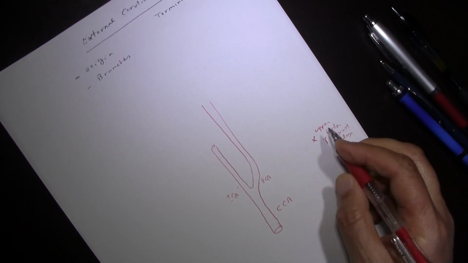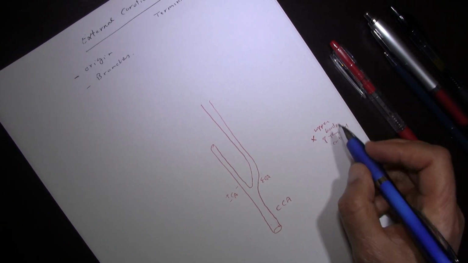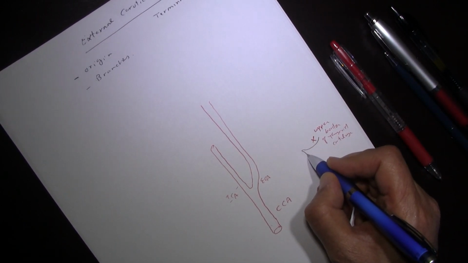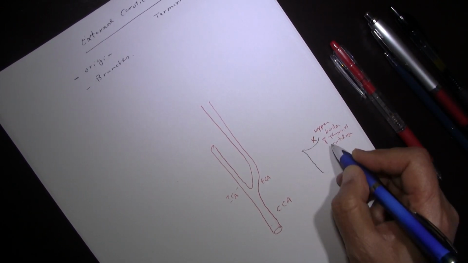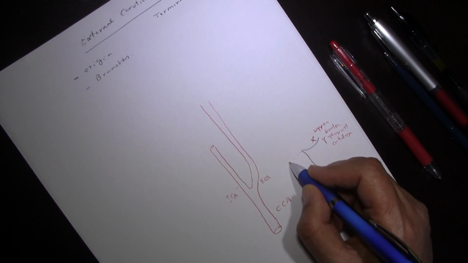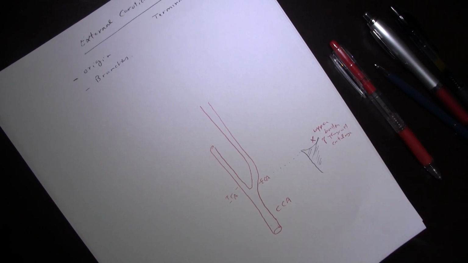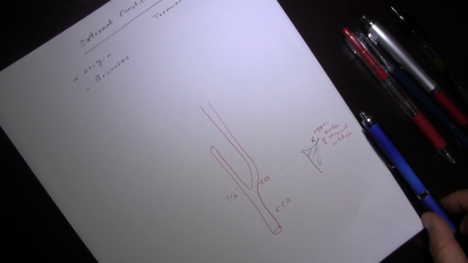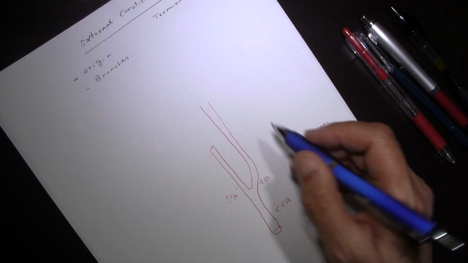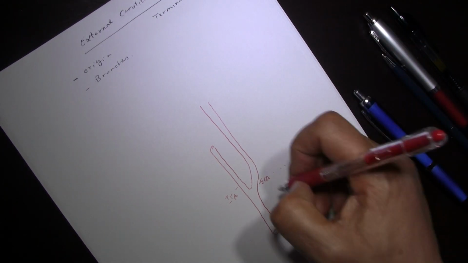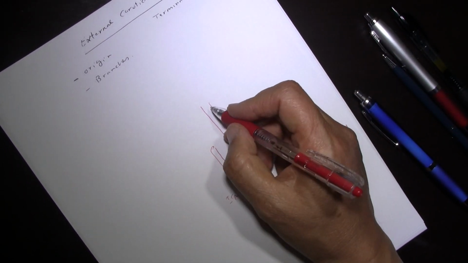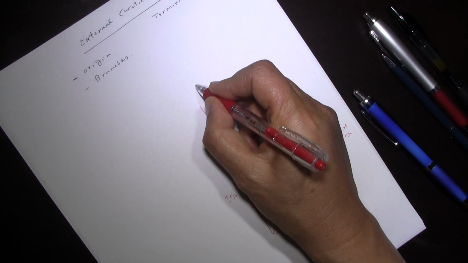If you extend the line from here, this is the thyroid cartilage, okay, it is going to be at the level of the upper border of thyroid cartilage, okay. Then it extends upward and travels through parotid gland before it ends as two terminal branches.